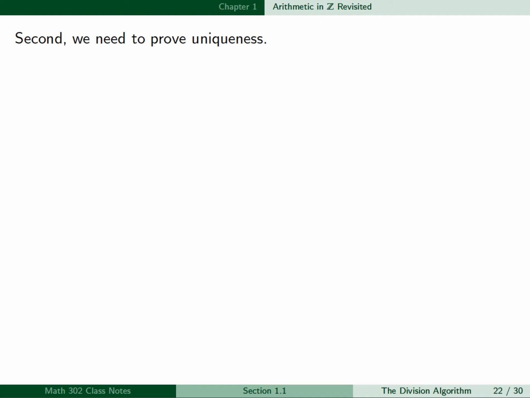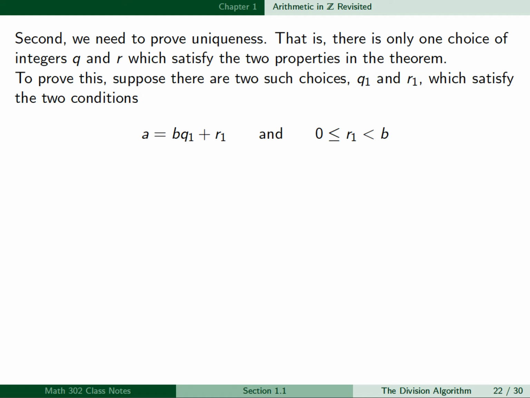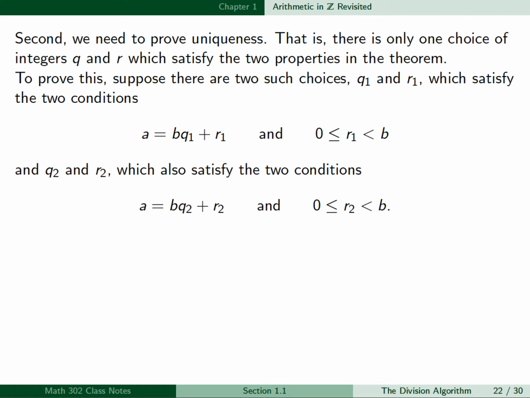For the second part of the proof, we need to prove uniqueness. That is, there is only one choice of integers q and r which satisfy the two properties in the theorem. To prove this, suppose there are two such choices, q1 and r1, which satisfy the two conditions, a is equal to b q1 plus r1, and 0 is less than or equal to r1 less than b, and q2 and r2, which also satisfy the two conditions. So a is equal to bq2 plus r2, and 0 is less than or equal to r2 less than b.